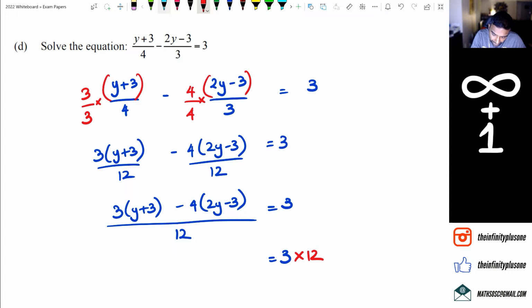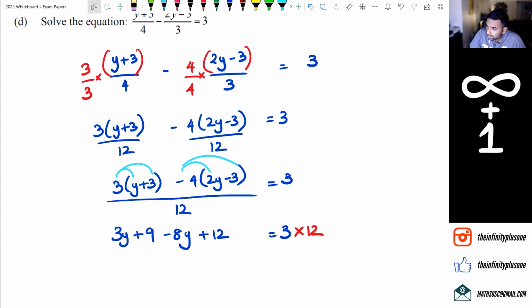As for the brackets here, I'm going to actually expand the brackets. I've got 3 times y, 3 times 3, negative 4 times 2y, and negative 4 times negative 3. This is going to give me 3y plus 9 minus 8y plus 12. So combining your like terms, you've actually got minus 5y plus 21 is equal to 12 times 3 is 36.